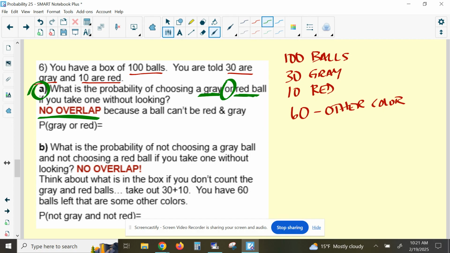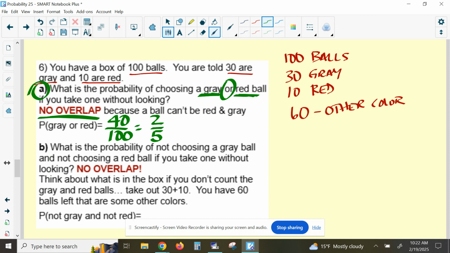Where you can be an ace and a heart at the same time, right? Okay, so there's no overlap because the balls can't be red and gray at the same time. So what would be the probability of being gray or red? So it's going to be 40 over 100, right? What's 40 over 100 simplified? 2 over 5?